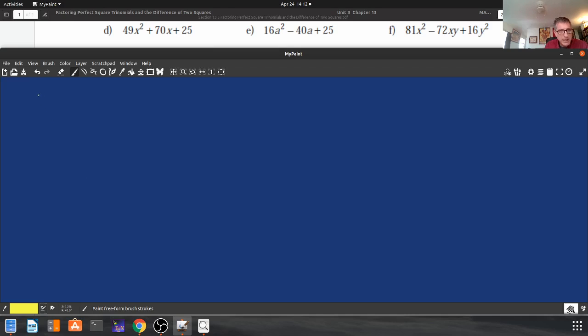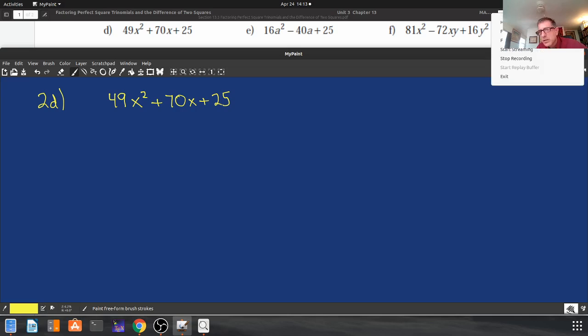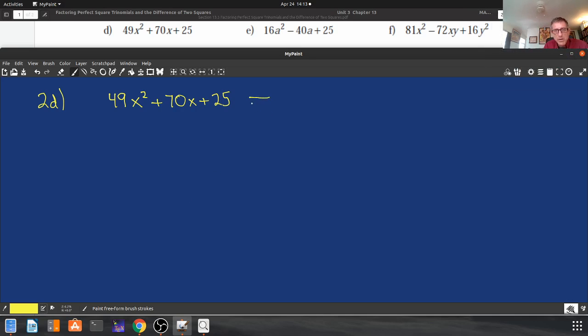This is 2D. We're given 49x squared plus 70x plus 25. It's almost like I'm live streaming. God, I hope I did not hit the wrong button. It says stop recording, so I'm not live streaming.